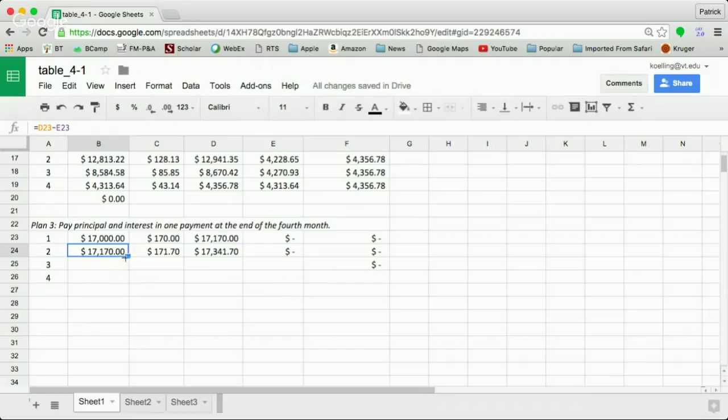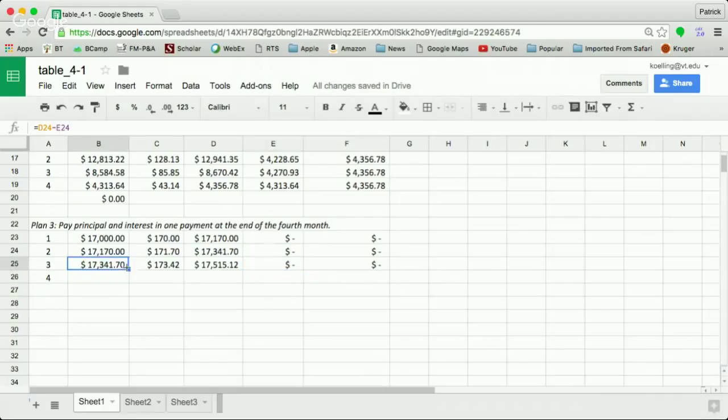Here in year 3, how much will we owe? Or month 3, pardon me. We owe the $17,341.70. There's our interest accrued. It goes up and up and up. How much we owe goes up and up. We still pay nothing.